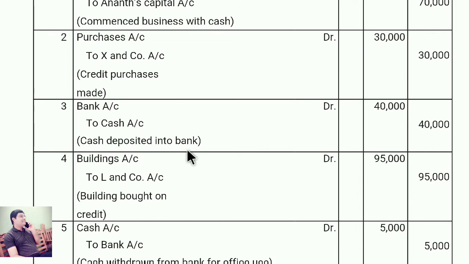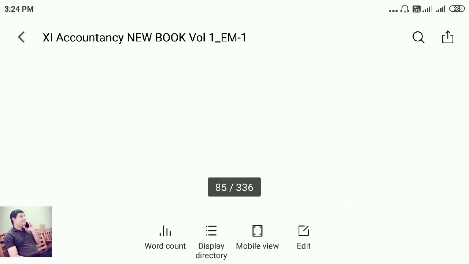Cash deposited into bank. When we deposit the money into the bank, cash goes out. So cash is credited and bank is debited. So bank account debit to cash account. Understand? So whatever goes out will be credited. Who is the receiver will be debited. Simply, you must remember the golden rules. Next one. See the fourth question.